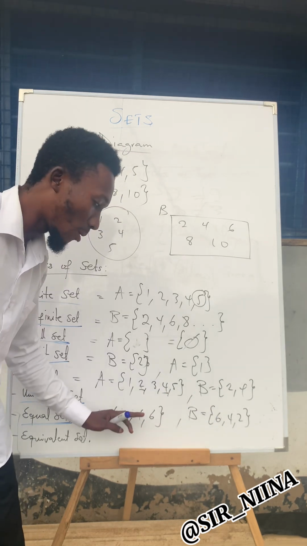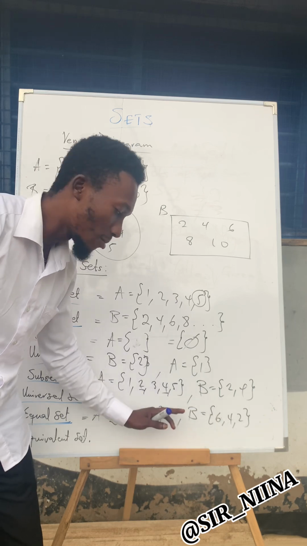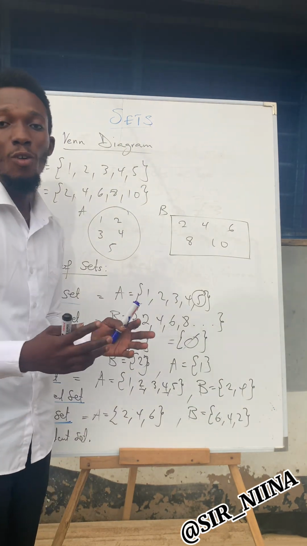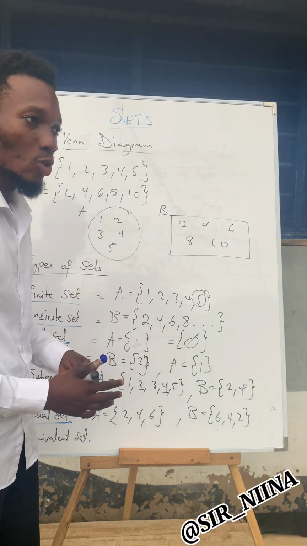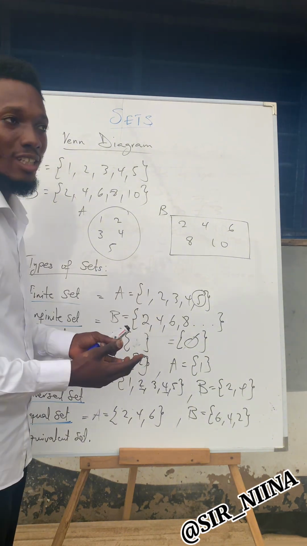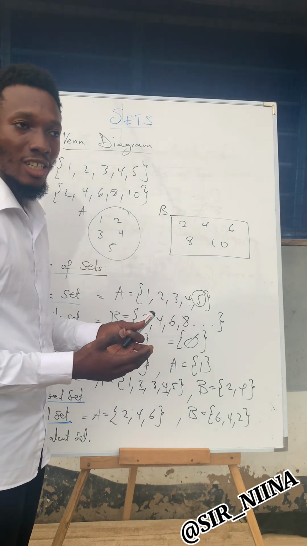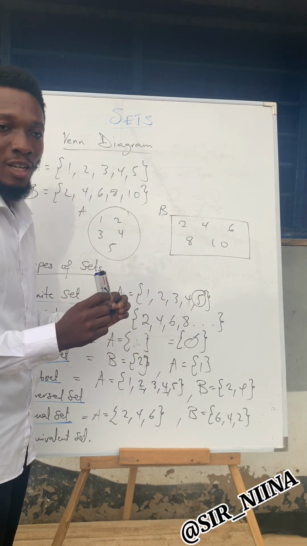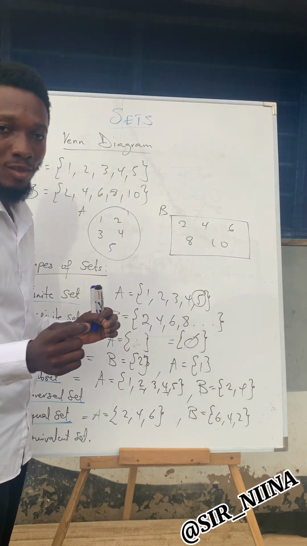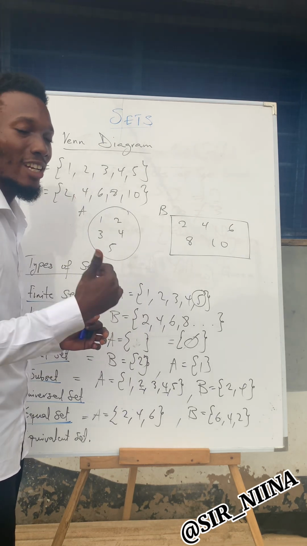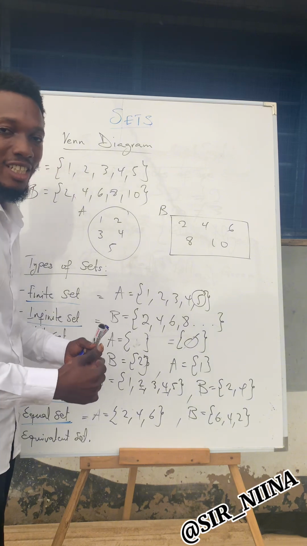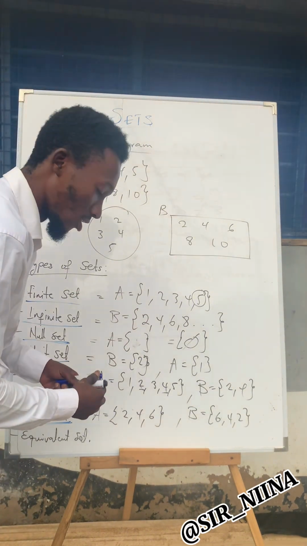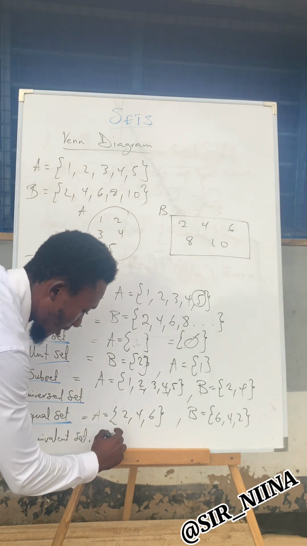They have an equal number of elements and the same elements. When we talk of the equivalent set, the equivalent set deals with the number of elements in a set. So if set A has 3 elements and set B has 3 elements, they are termed as equivalent sets, irrespective of the elements. The elements need not be the same. They can be different elements. But if the number of elements in set A is the same as the number of elements in set B, they are termed as equivalent sets.